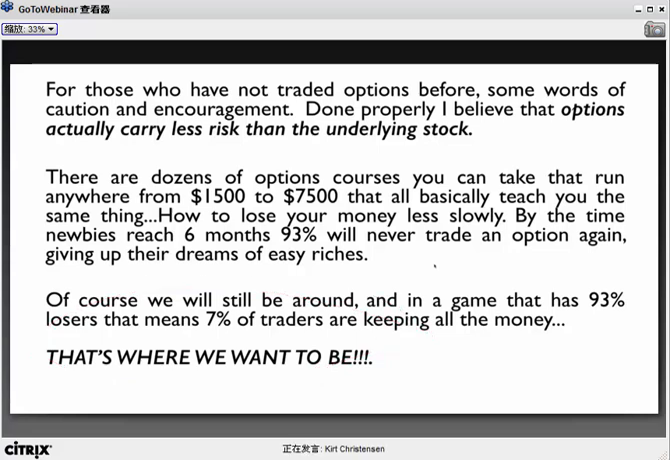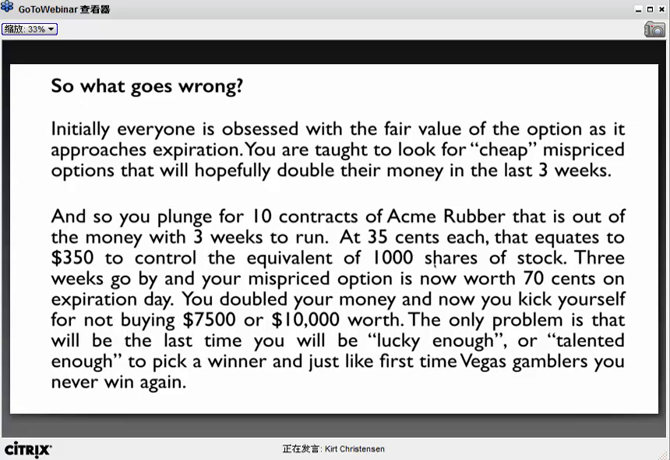So what goes wrong when we're talking about options? Well, initially, everyone is obsessed with the fair value of the option as it approaches expiration. So you're taught to look for some cheap, mispriced option. And so let's say you find a company, Acme Rubber, and you buy 10 contracts. It's out of the money with 3 weeks left to run. At 35 cents each, that equates to $350 is all to control the equivalent of 1,000 shares of the stock.